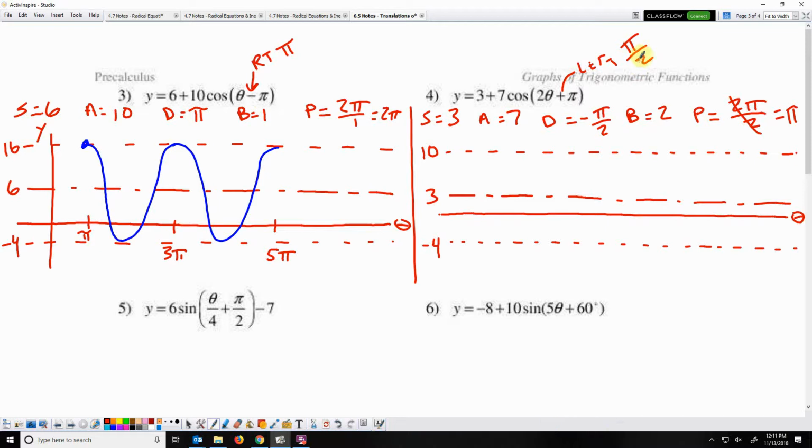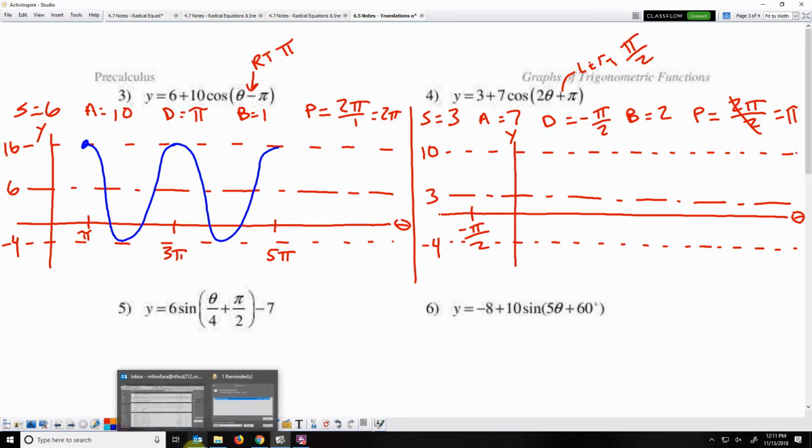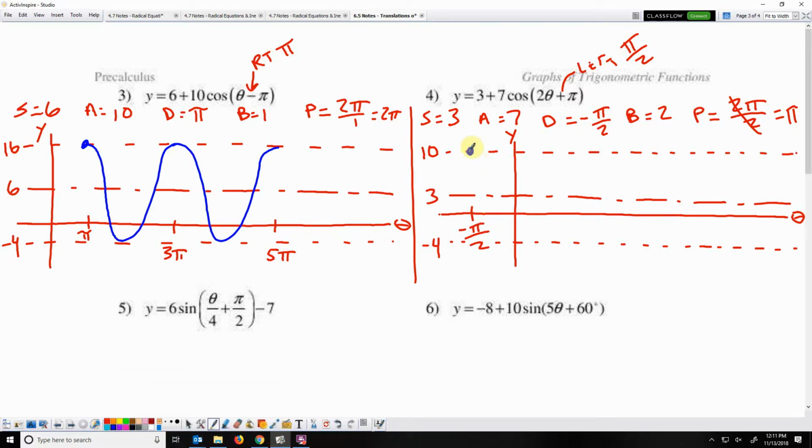Since I'm translating left, that means I need to take my y-axis and slide it a little bit over to the right. Because when I start this graph, I have to be over here at negative pi over 2. And it is cosine, and it's positive cosine, which means I'm going to start at the top, pi over 2 units to the left. So I'm starting right there.